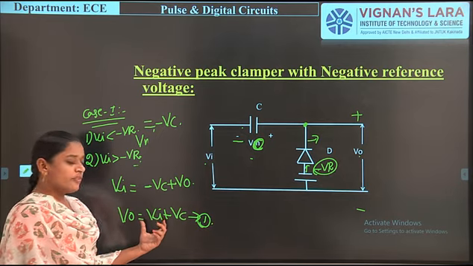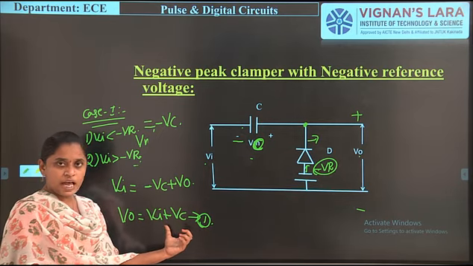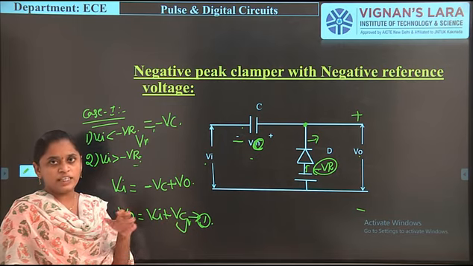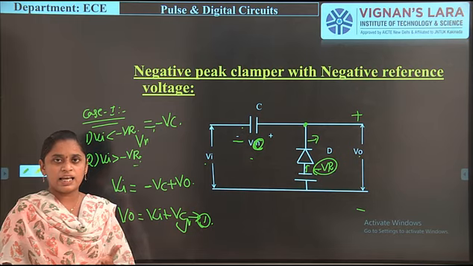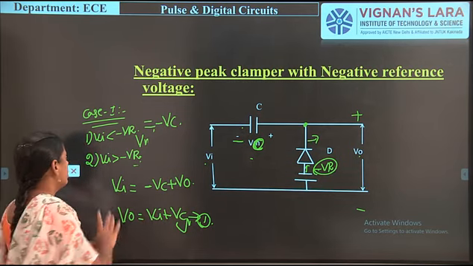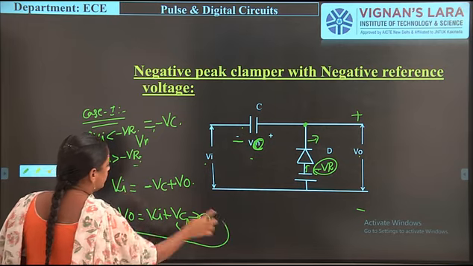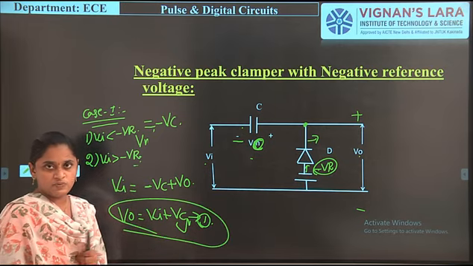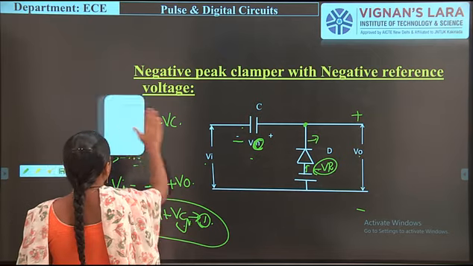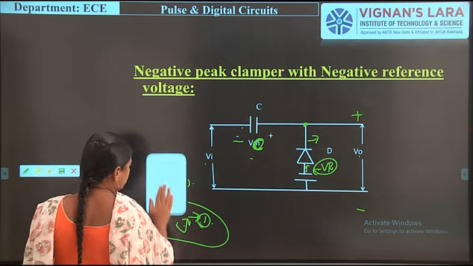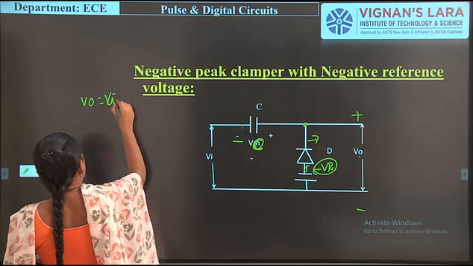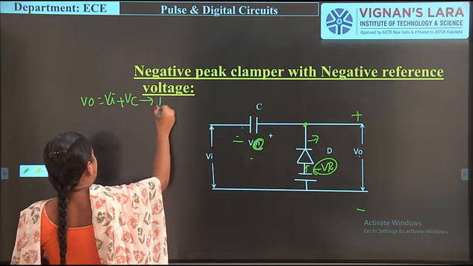We know the input value Vi, but we don't know the value of Vc, so we have to find it. To find Vc, we apply KVL to the input side. From this we get the steady state value, that is V0 is equal to Vi plus Vc. So we have to find the value of Vc. This is taken as equation number 1.